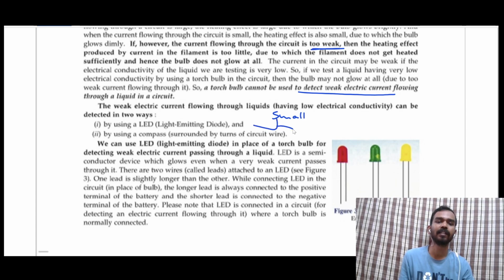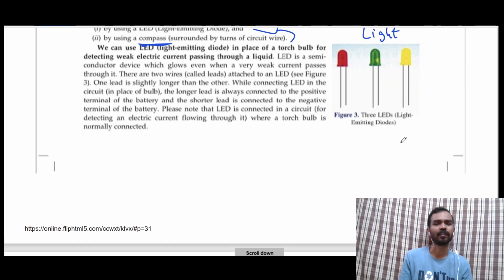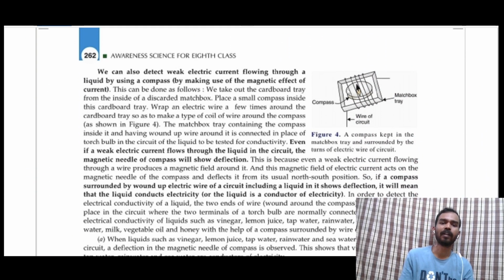To detect weak electric current, you need something small. One could be an LED, second could be some kind of compass. With the LED, you are converting electric current directly to light. In a compass, the current is converted to a magnetic field, which will move the compass. Here you have the compass. The current is flowing through this wire, going around, and it produces a magnetic field. B is the magnetic field. Therefore, you can detect it. The compass shows north to south, so there will be some kind of deflection in the needle.